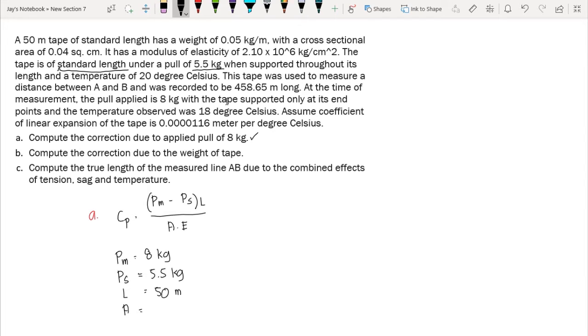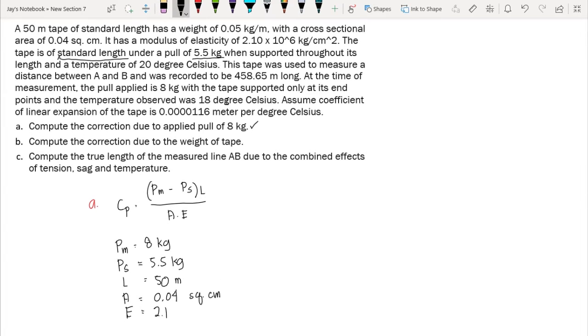A is equal to the cross-sectional area, which is 0.04 square centimeter. And the modulus of elasticity is 2.1 times 10 raised to the 6 kilogram per square centimeter. Okay, so let's use these values.